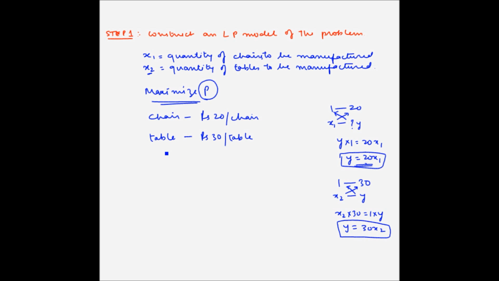Now the overall profit for the firm will be the total profit obtained by selling X1 number of chairs and X2 number of tables. So profit P is equal to 20x1 plus 30x2, and we have to maximize the profit. So maximize, and this becomes our objective function.